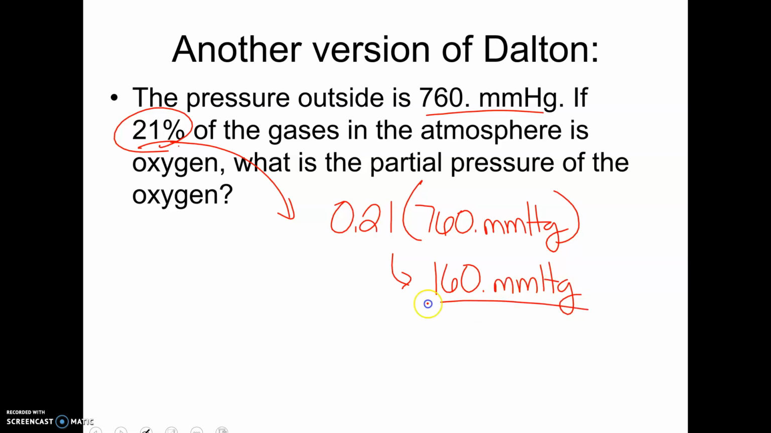So this would be another type of partial pressure problem where they could give you the percentages of the gases. And again, the percent of the atmosphere or of the gas in the container is the percent of the pressure that it will contribute.